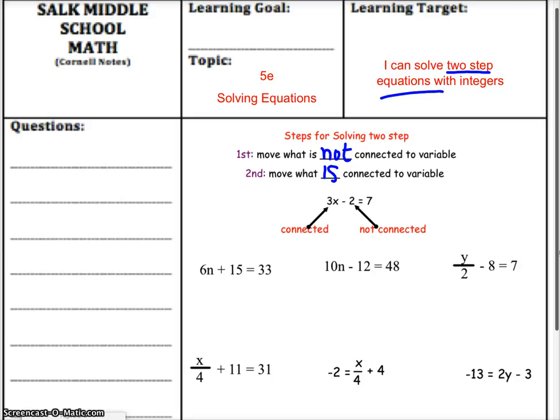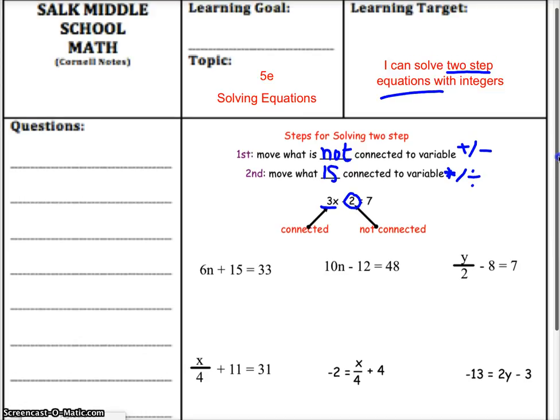So then I have an example, a visual for you to reference. For this equation, 3x minus 2 equals 7. What's not connected to the x is the 2. This isn't connected. That's what I would move first. What is connected to the x is the 3. That's what I would move second. Okay? Also known as you add or subtract something first, and then the last thing you do is multiply or divide.